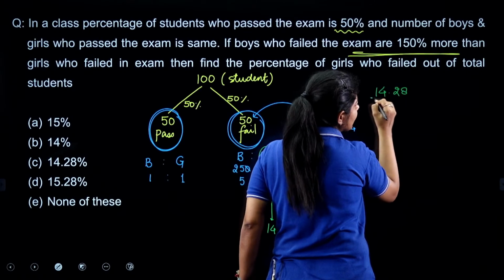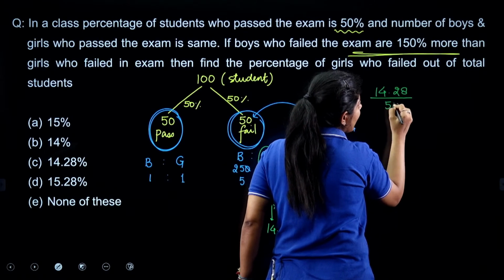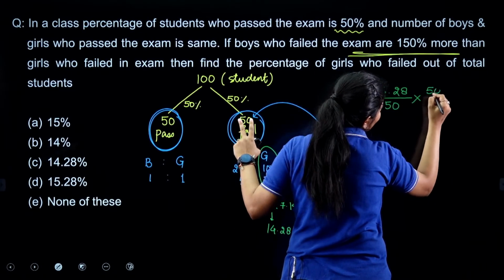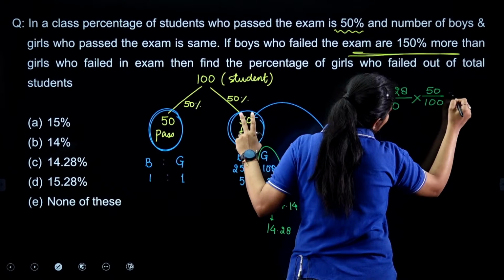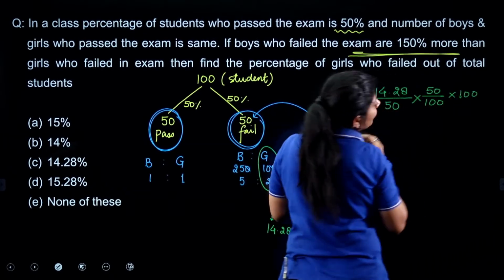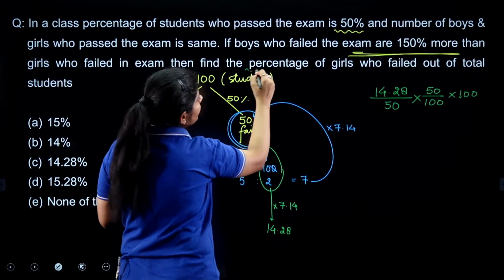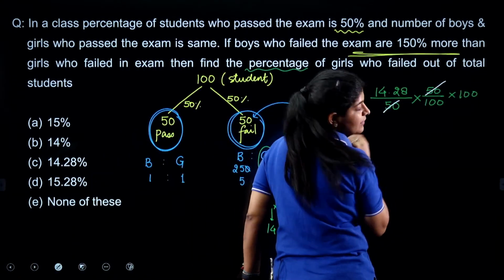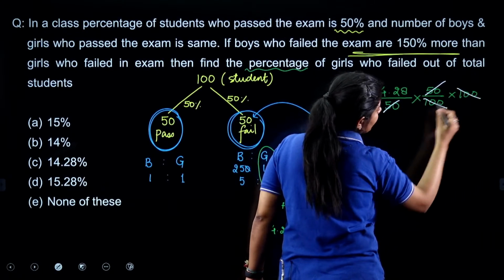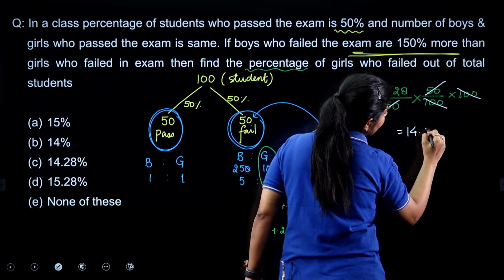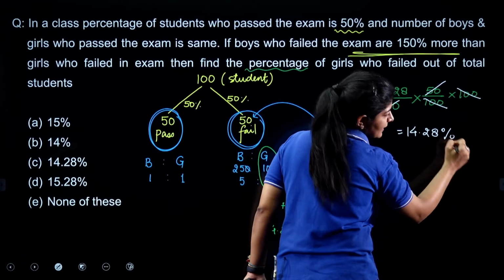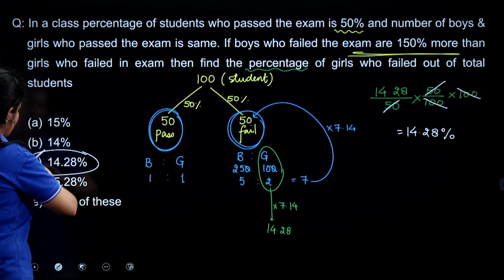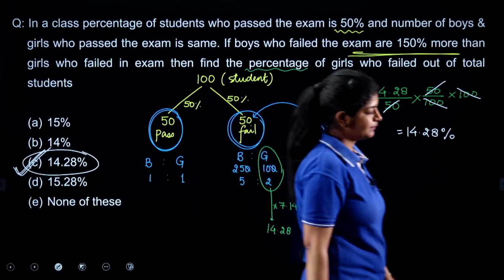So 14.28 girls failed out of 50, and the failed students are nothing but 50% of the total. And why are we multiplying it again by 100? Because we need to calculate the percentage. And if you see, this value and this value are eliminated, this value and this value are eliminated, and ultimately we are getting 14.28% as my answer. Option number C is the correct one.